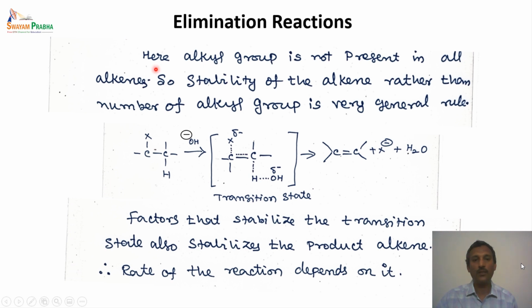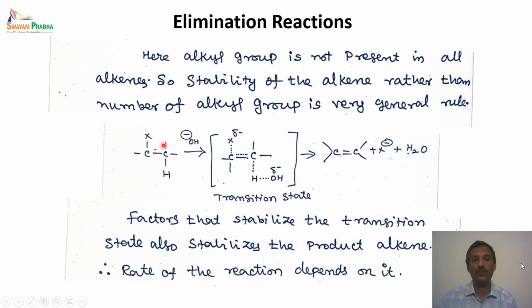In this particular case, the general rule is that the stability of the alkene depends on the number of alkyl groups. In the transition state, the base abstracts the proton and the leaving group leaves to give the corresponding alkene. So any factors that stabilize the transition state also stabilize the product alkene. In other words, the rate depends on the reaction.